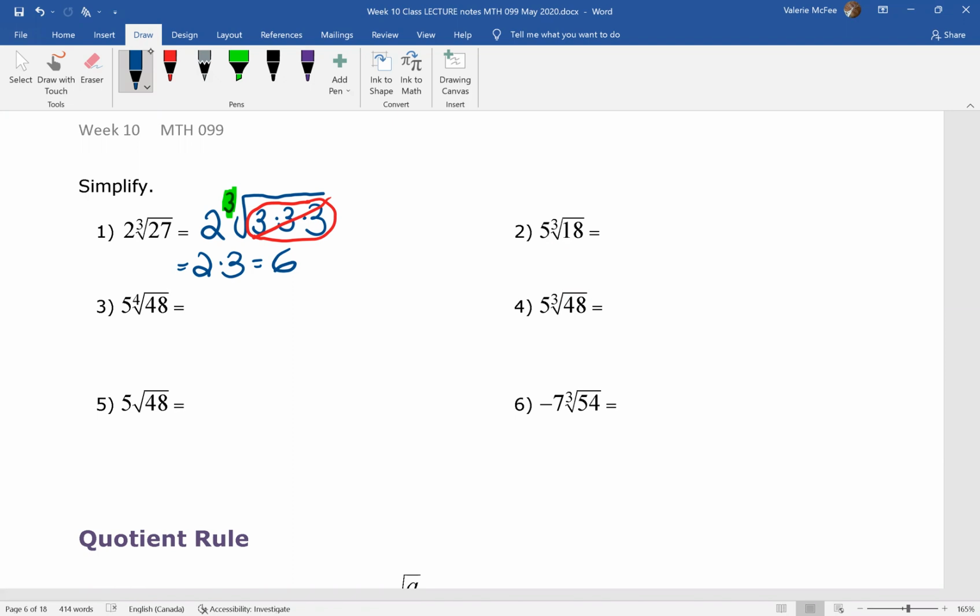What about 5 times the cube root of 18? The index tells me I'm looking for 3 factors that are the same. I don't have 3 factors that are the same. This cannot be simplified any further. This will remain 5 times the cube root of 18. Pause your video. Try questions 3, 4, and 5.